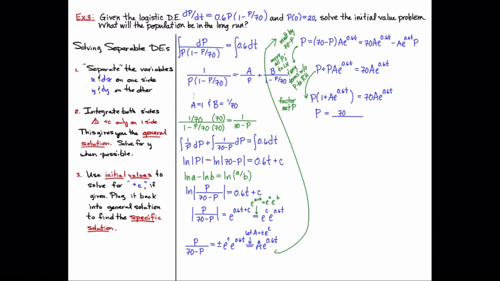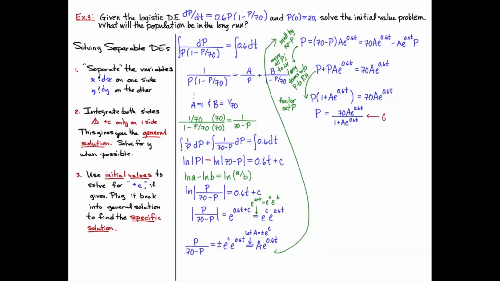We have P equals 70A e to the 0.6t over 1 plus A e to the 0.6t. This is our general solution. We're given an initial condition. We're told that P of 0 is 20. So let's sub that in and solve for A.